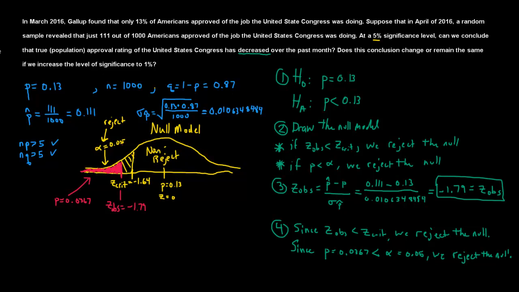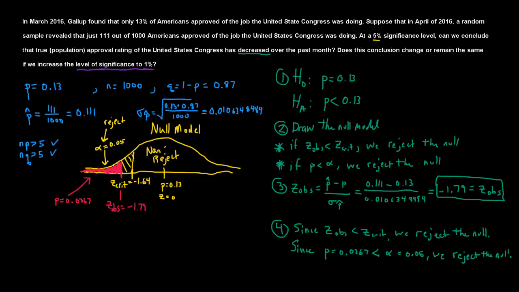Now, what happens if we, like the last sentence asks us to do, increase the level of significance to 1%? Now that looks funny, increase. Increase is because we're creating a more strict criterion. We're being harder on ourselves as far as the criteria for rejecting or failing to reject the null.